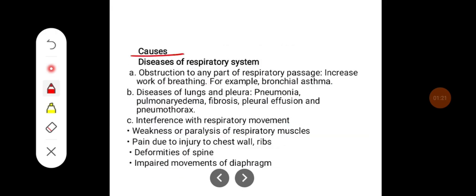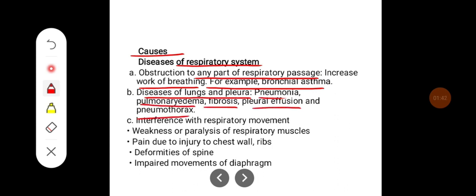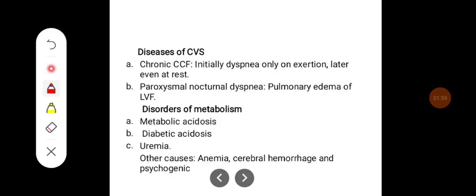Some of the causes for dyspnea are where the disease originates from the respiratory system. Obstruction of any part of the respiratory passage increases the work of breathing, for example, bronchial asthma. Diseases of lungs or pleura, that is pneumonia, pulmonary edema, fibrosis, pleural effusion, and pneumothorax. Then interference with respiratory movement, that is weakness or paralysis of the respiratory muscles, pain due to injury to the chest wall, ribs, or deformities of the spine, or impaired movements of the diaphragm leads to dyspnea.